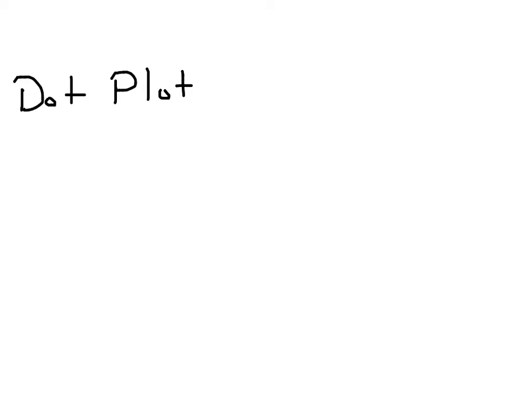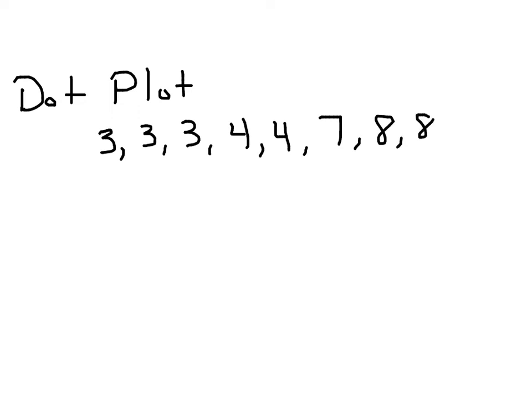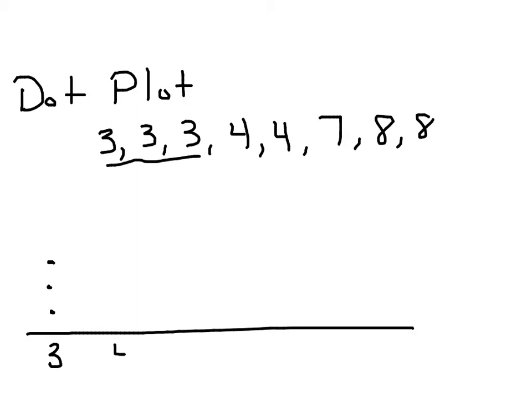And drawing a dot plot, what you do is, if you have a set of data like 3, 3, 3, 4, 4, 7, 8, 8, you'd start by making a line down here, and you make a 3, and then above the 3 you go 1, 2, 3, because there are 3 3s. Then you'd have a 4, and you'd have 1, 2. You have a 5 with nothing, a 6 with nothing, a 7 with a 1, and an 8 with a 2. And that is your dot plot.